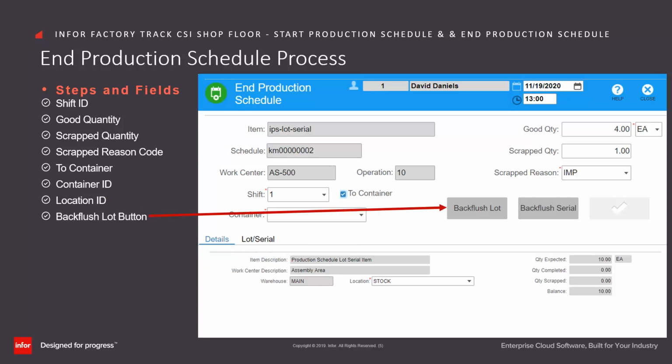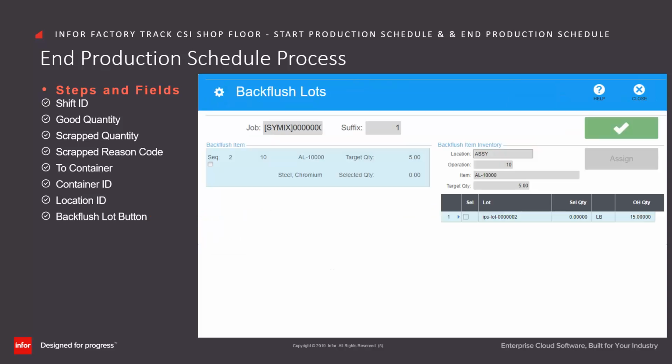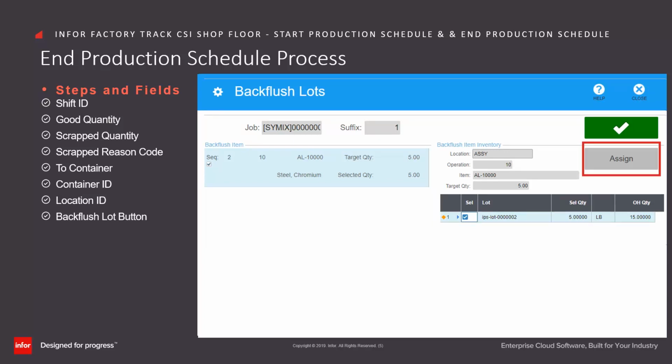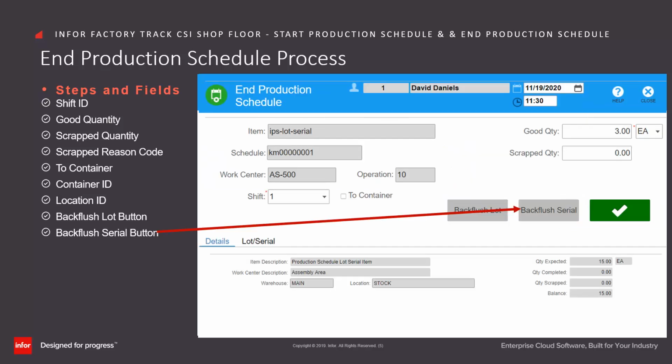If the operation has backflush materials that are lot controlled, click on the backflush lot button. The backflush lots form allows you to select the backflush lot material with which to work, select the lots and item quantities to assign, and save and return to the end production schedule reporting form.